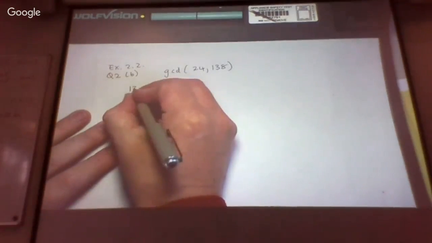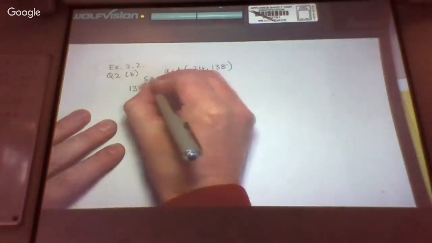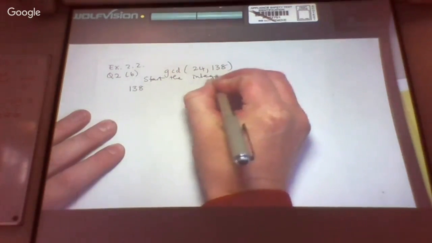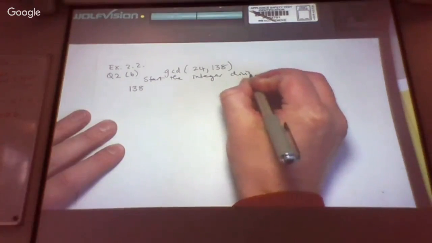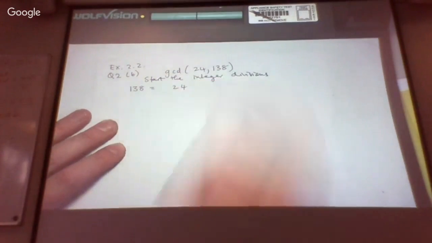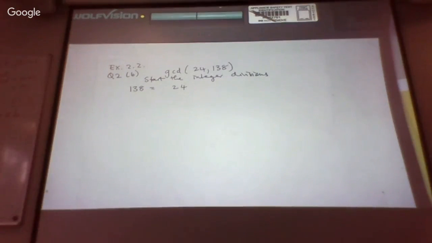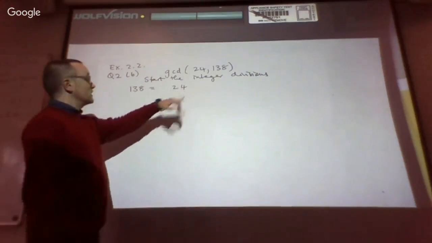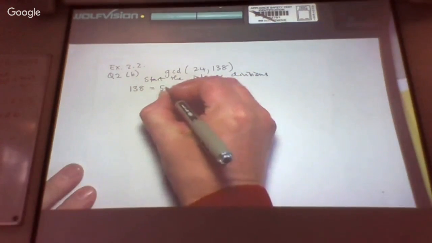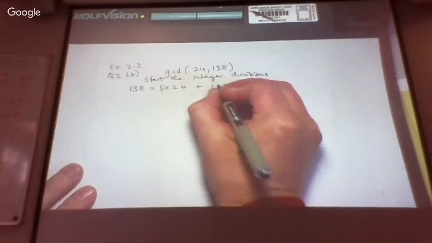Well, I start doing my integer divisions. So I'm attempting to divide 138 by 24. 4 times 24 is just under 100. 5 times 24 will just be over. So we'll probably go in 5 times, won't it? So 120 plus the remainder of 18.